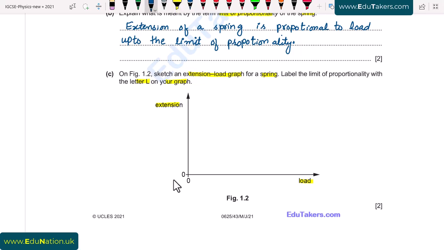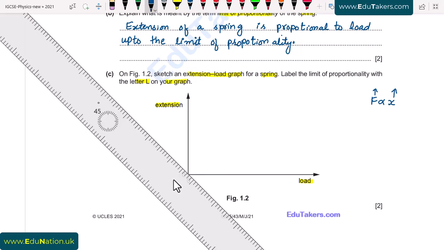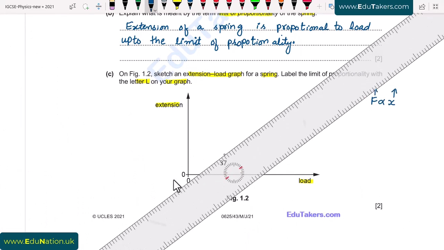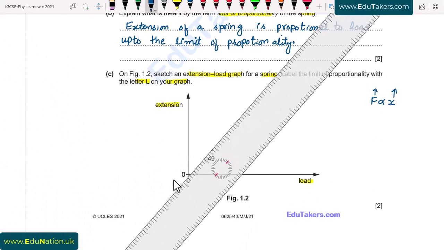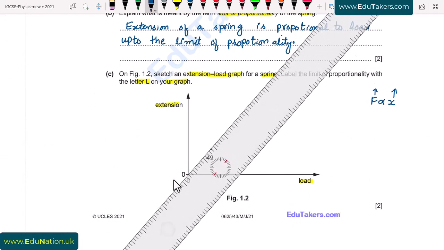So here according to Hooke's law we know that load is directly proportional to extension. When we increase the load, extension also increases. Both vary directly with each other. So there will be a straight line between extension and load. So I'm going to draw this. And this is basically in the limit of proportionality. So the graph will be a straight line.